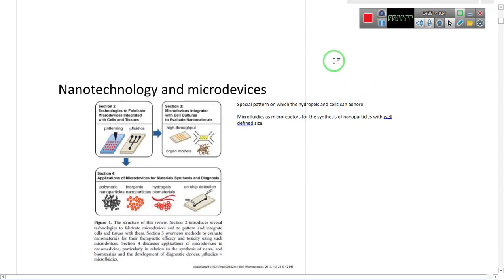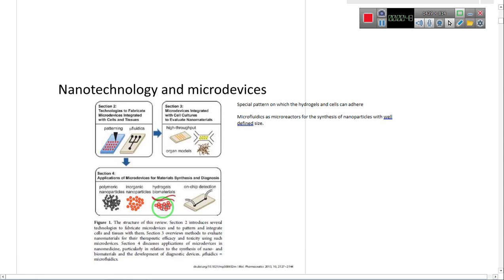You know, when we are dealing with the science of nanomedicine, some nanotechnologies and devices have been used to improve the results that we get. One of these micro devices are called the microfluidics. These microfluidics have been extensively used for the production of the nanoparticles with a very well defined size.